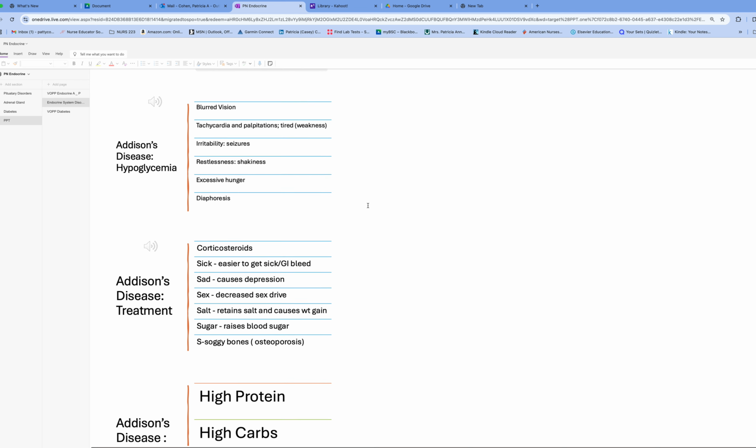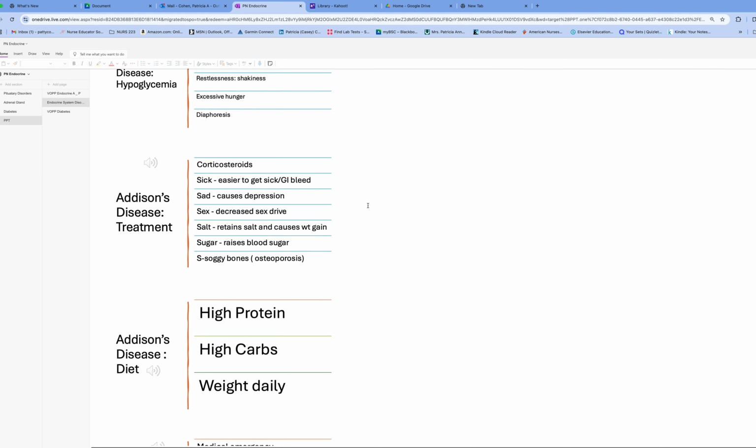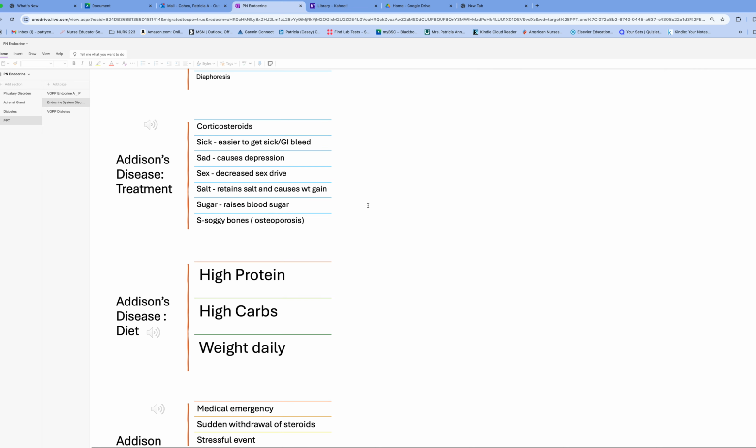Okay. Addison's disease treatments, they're going to need corticosteroids for the rest of their life. If somebody has their kidney out, they have a nephrectomy, because the adrenal glands live on top of the kidney. So if they have a nephrectomy, chances are that their adrenal gland is taken out at the same time. So you need to watch patients after nephrectomy for adrenal crisis.